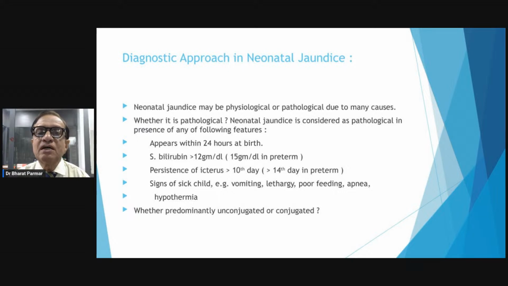The diagnostic approach for neonatal jaundice. Neonatal jaundice may be physiological or pathological due to many causes. It is considered pathological in the presence of the following features. When jaundice appears within 24 hours after birth, it is pathological. When serum bilirubin is more than 12 milligram per dl, or 15 in preterm, it is pathological. When icterus persists more than 10 days, or more than 14 days in preterm, it is pathological. When the newborn baby is sick, presenting with vomiting, lethargy, poor feeding, apnea and hypothermia, then it is pathological jaundice, whether predominantly unconjugated or conjugated.